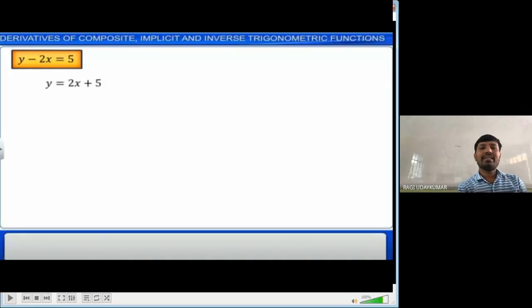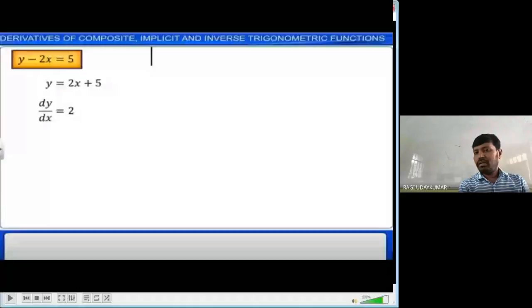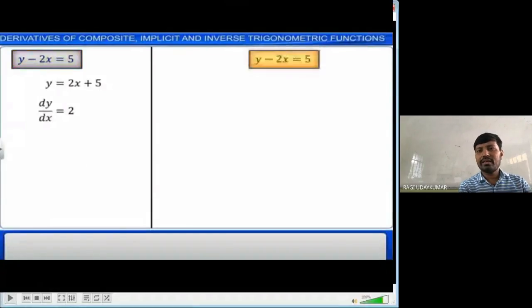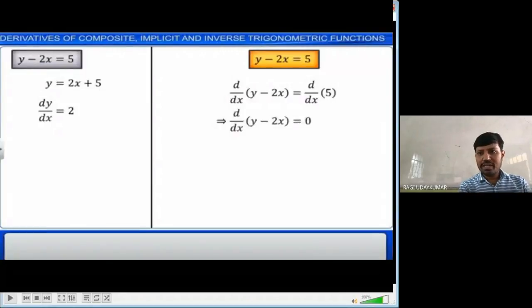So here, y equals 2x plus y, you can write, and the derivative of this function is dy by dx equals 2 directly. These functions are explicit. Now y minus 2x equals 5. How do we solve this? Taking d by dx on both sides, d by dx of y minus 2x is dy by dx minus d by dx of 2x.